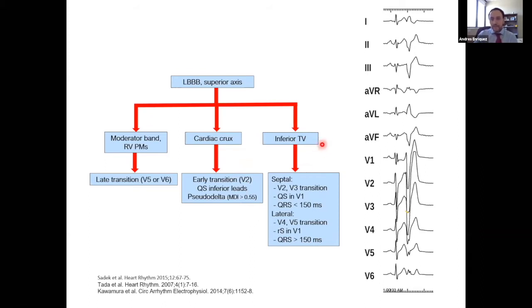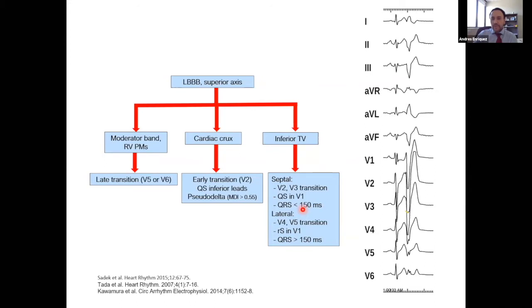On the other side, tricuspid valve arrhythmias have variable transition depending on whether they're more septal or more lateral, so V2 or V3 from the septal annulus, V4 or V5 from the lateral annulus. We often see a QS pattern in V1 for septal PVCs or an RS pattern in V1 from the lateral tricuspid annulus. These septal arrhythmias also, of course, are narrower.